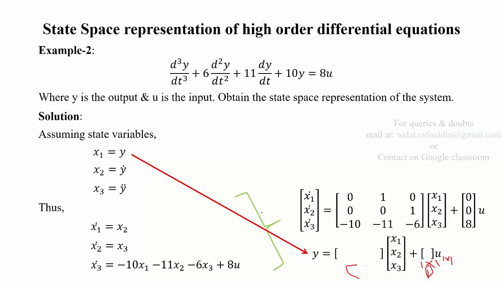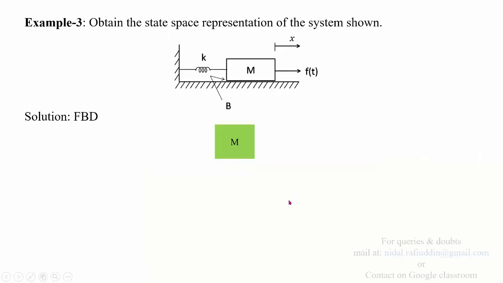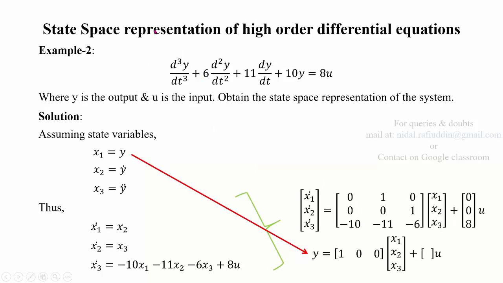So if you look at the equation here, since we want to find a relation between y and the state variables x1, x2, x3, as well as the input u, this is clear from this particular equation: x1 is equal to y. If you use this relation, you see that y will be equal to 1 multiplied by x1, 0 multiplied by x2, 0 multiplied by x3, and since there is no input in this relation, you get this 0 as well. So this is the required state space representation of the equation which is given here.